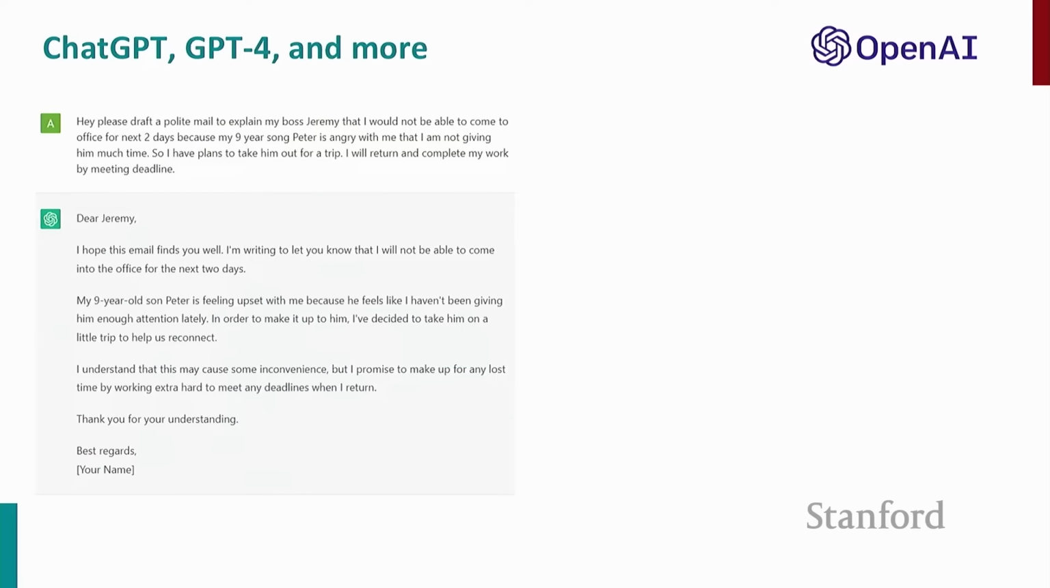So here I'm saying, hey, please draft a polite email to my boss, Jeremy, that I would not be able to come into the office for the next 2 days because my 9-year-old song, that's a misspelling for son, but the system works fine despite it, Peter is angry with me that I'm not giving him much time. And it writes a nice email. It corrects the spelling mistake because it knows people make spelling mistakes. It doesn't talk about songs, and everything works out beautifully.